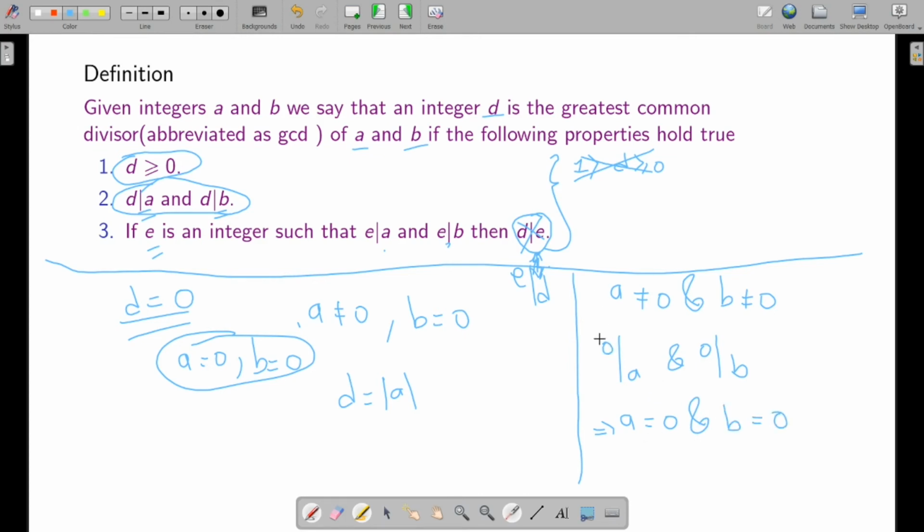So if the greatest common divisor of A and B is 0, that means by the second property here, 0 will divide A and 0 will divide B, which will have to mean that A is 0 and B is 0. So D equal to 0 always means that A is equal to 0 and B is equal to 0. That's the only time when the GCD is 0. The contrapositive of this statement is what we were trying to prove earlier: if A is not 0 or B is not 0, then D will not be 0. D will have to be strictly greater than 0.